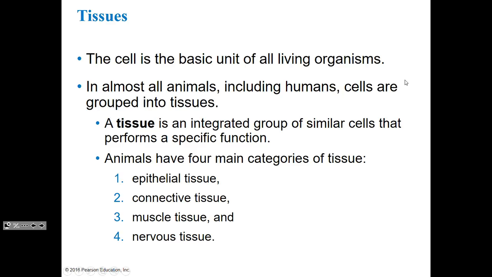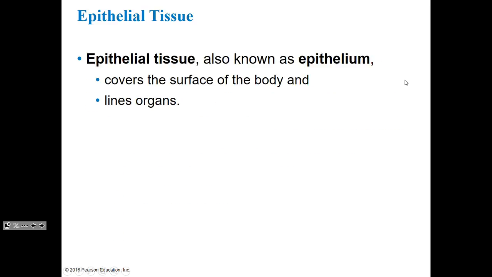So it's interesting that something as complicated as a human here taking biology is only made up of these four tissues. So that's kind of cool. Okay, so epithelial tissue, that first type, is what's going to cover organs or the body. So skin, for example, is a type of epithelial tissue that is covering the surface of your body. So there's also coverings for organs.